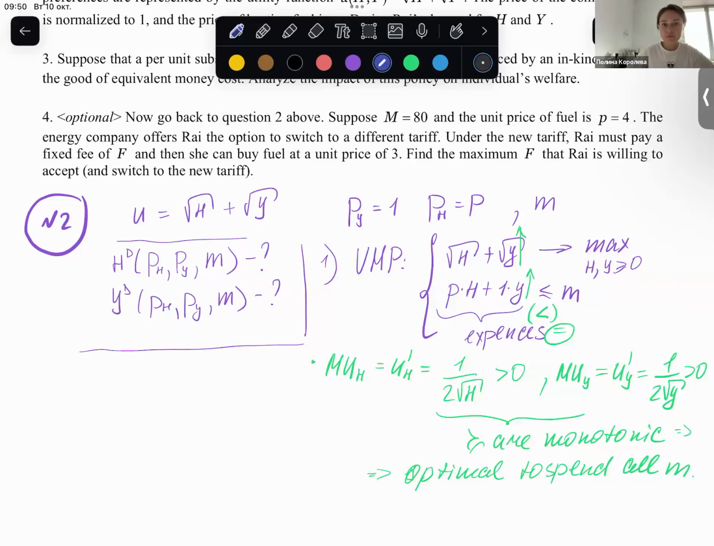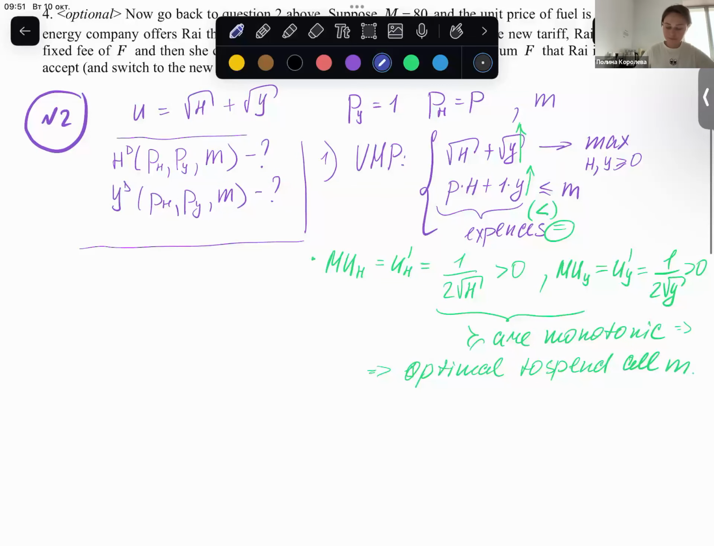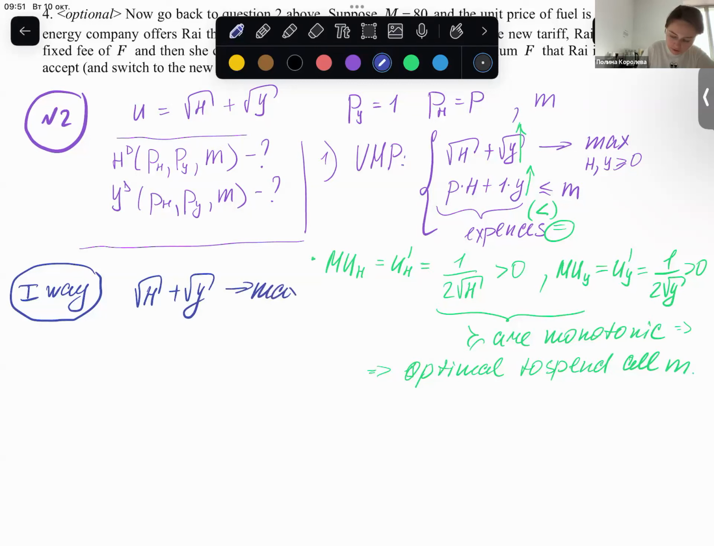We have two different ways, maybe more. I will show you two ways how to solve it. So the first way is through math, and the second way is through our economic theory. So let's start from the first way. So let us write down one more time our utility maximization program. We should maximize it by choosing y greater than or equal to 0.